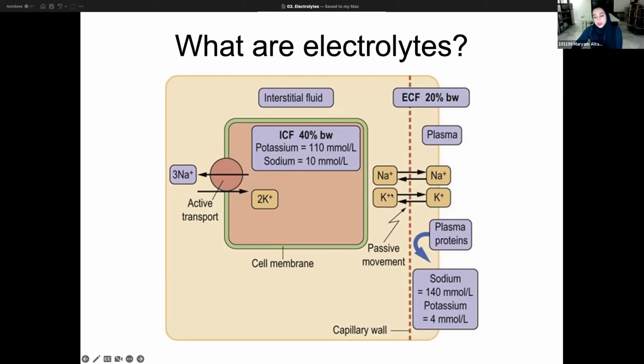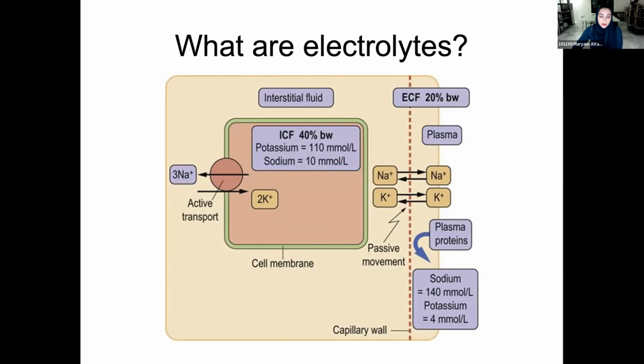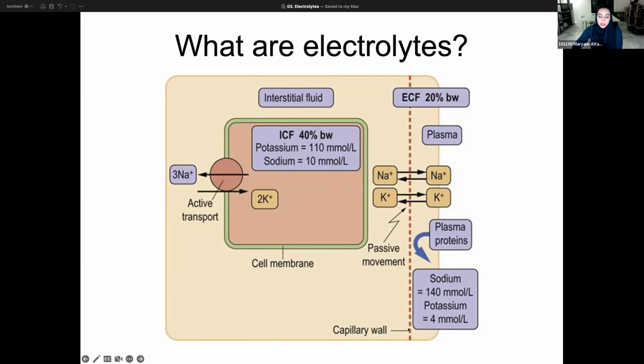And then you have passive transport, which is just passive diffusion of sodium and potassium across the membranes. Okay, so in this case, you can see it as across the capillary wall. So capillary is the smallest unit of our blood vessels, and that's what penetrates our tissues.